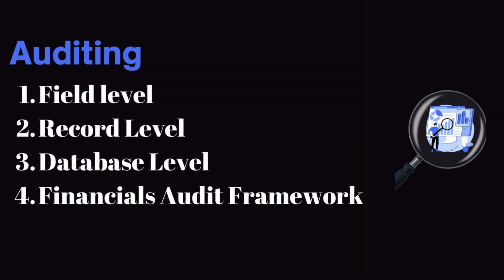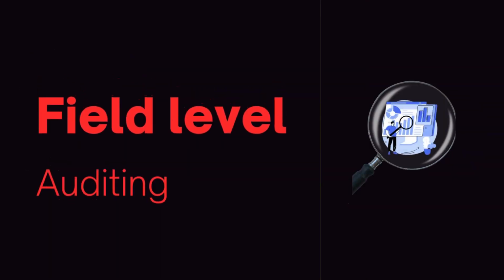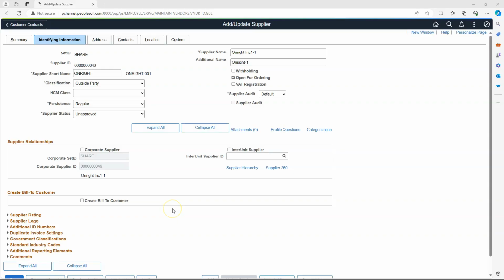Alright folks, now is the time to get our hands dirty and configure these audit options one by one. Let's start with field-level auditing. Field-level auditing allows you to track changes to specific field values. For instance, if you enable field-level auditing on supplier status field, when someone updates the supplier status, you can find out who made the change, when the change occurred, and what was the previous status.